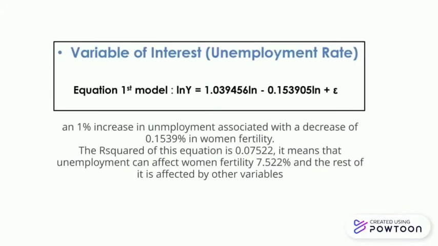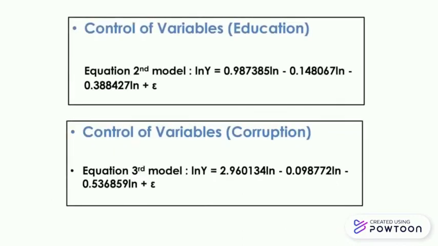The coefficient of unemployment is negative, so it means that a 1% increase in unemployment is associated with a decrease of 0.15% in women fertility. It applies to other variables because the coefficient is still negative even when we interact unemployment and control variables. Both coefficients are negative.